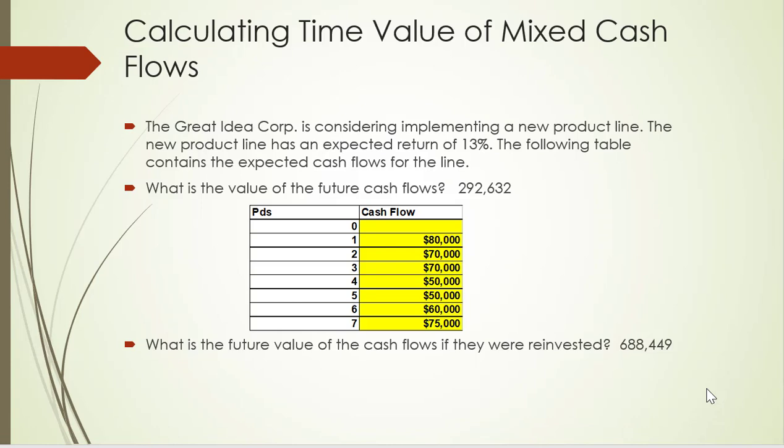The next thing we want to briefly introduce is the corporate concept of valuation, really. Because if you think about it, a company is never going to have equal payments. They're always going to have unequal cash flows per year, if you will. So this company is considering a new product line. They expect a return of 13%, and the following table is going to have those cash flows.